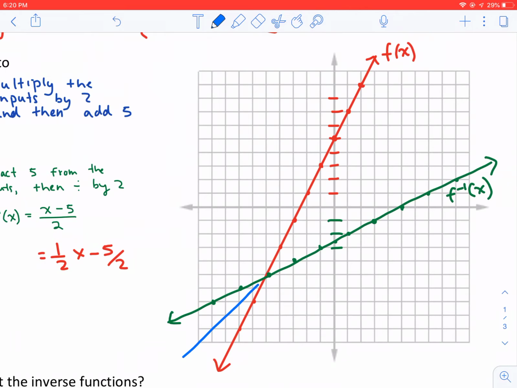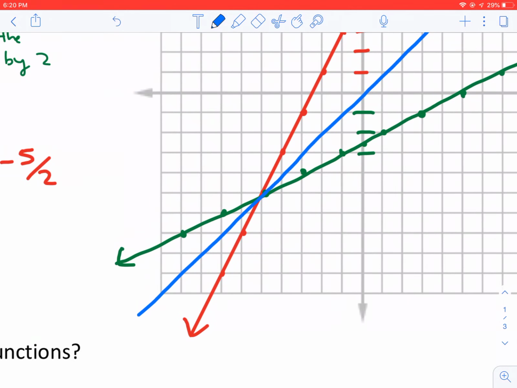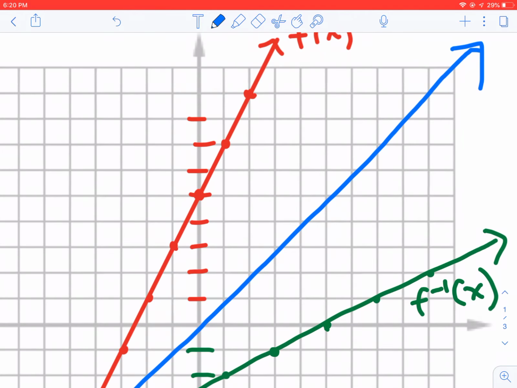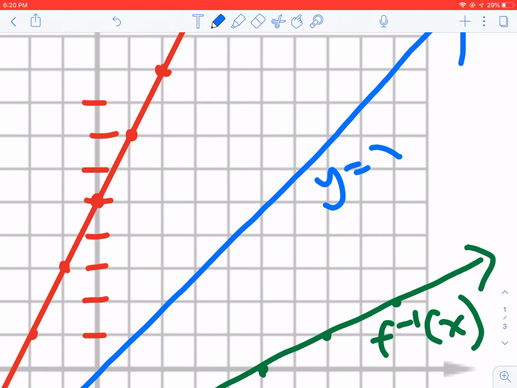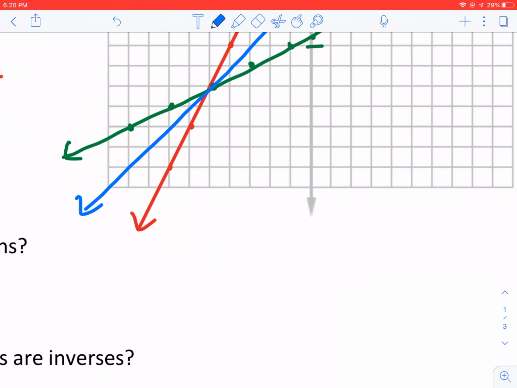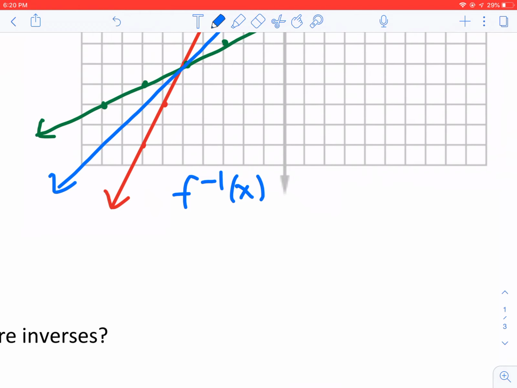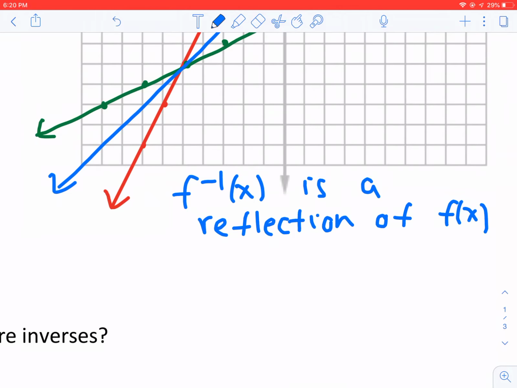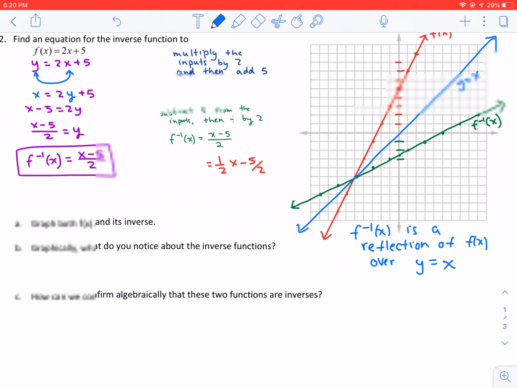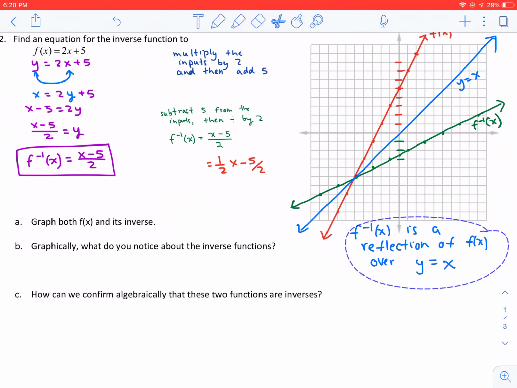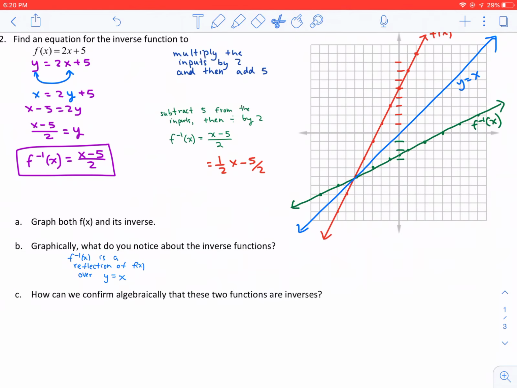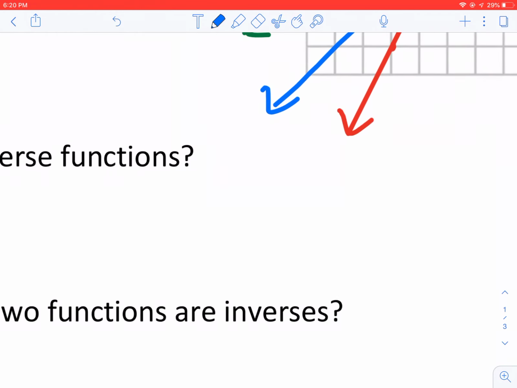So if you're saying this looks like a reflection across a line that looks like this, you would be correct. This is actually a reflection over the line y equals x. The inverse function is a reflection of f of x over y equals x. Right, I can put that over here for letter B. What do you notice about the inverse function? Singular, not plural.